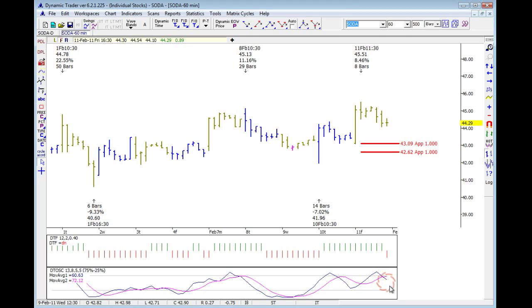So this looks like it's going to be several hours to a day or two before there would be a good entry position on Soda. And that's all for now.